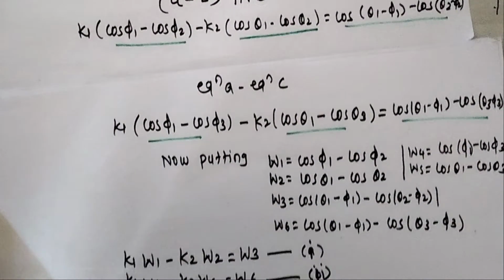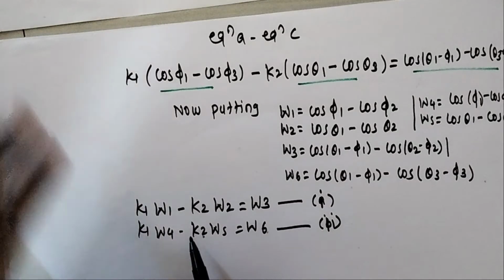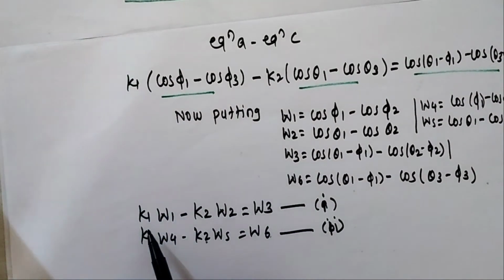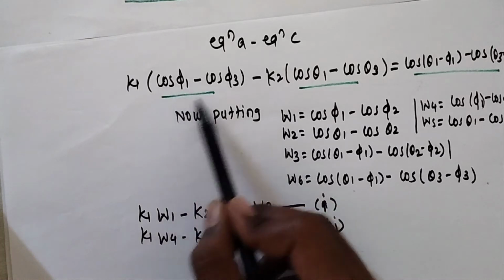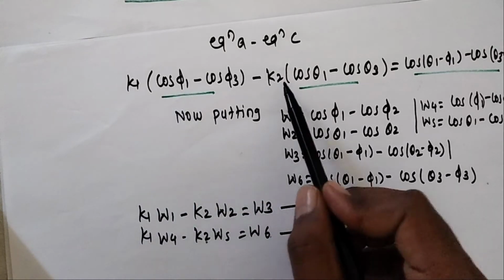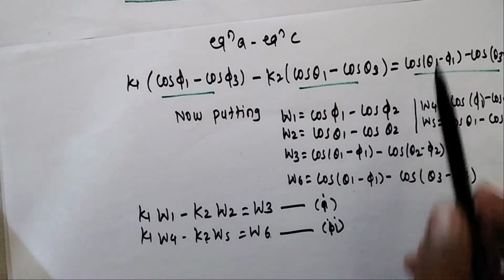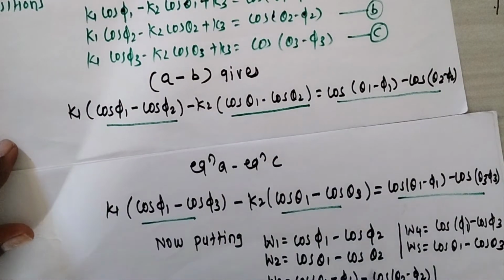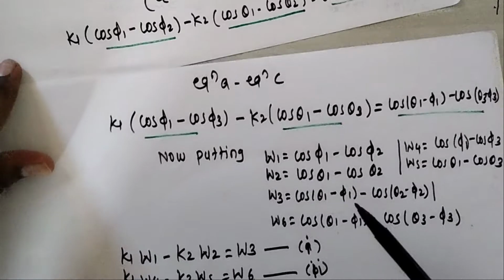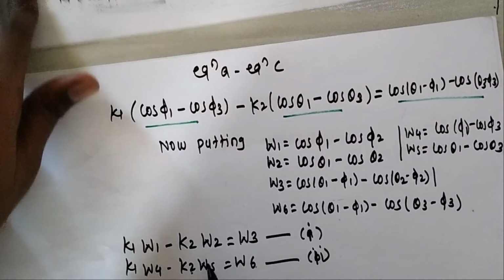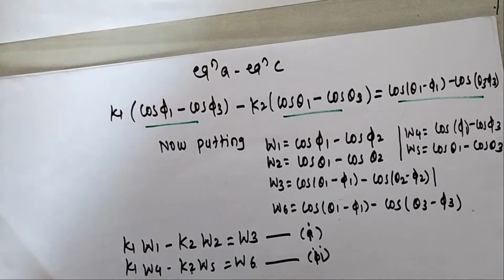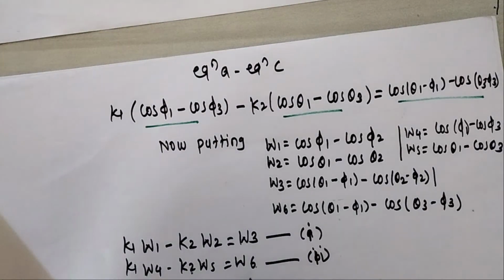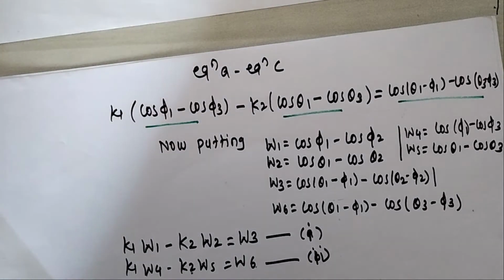I can just replace these equations by coefficients. We get these 2 equations: K1 W1 minus K2 W2 is equal to W3, equation number 1. K1 W4 minus K2 W5 is equal to W6, equation number 2. We just replaced these terms by the constants we took. Now we will solve these 2 simultaneous equations. You know how it is.